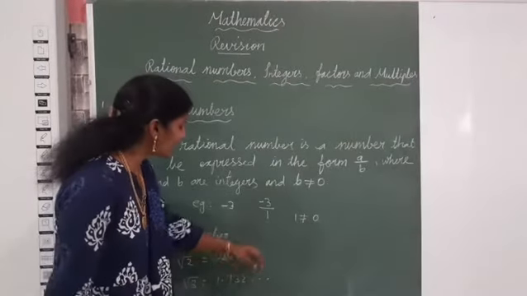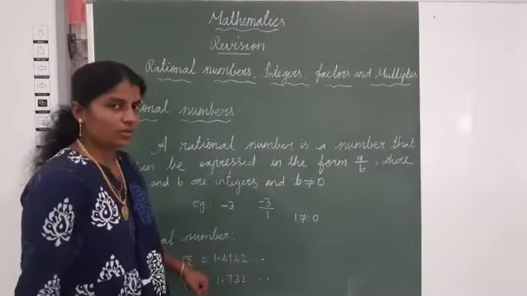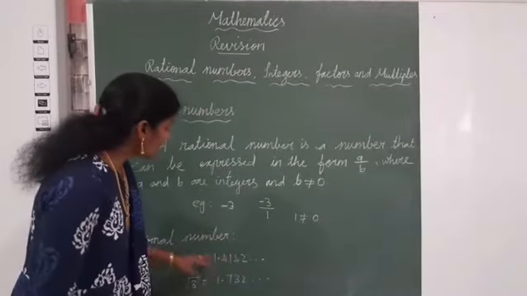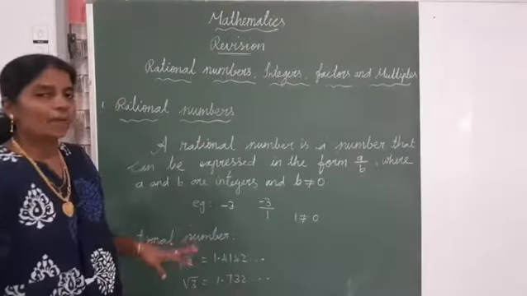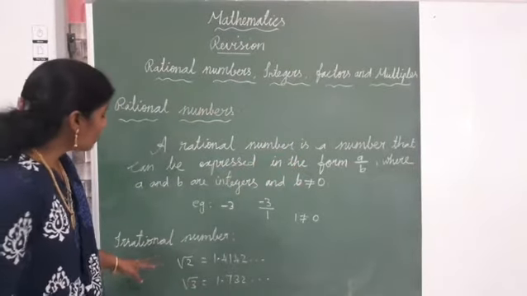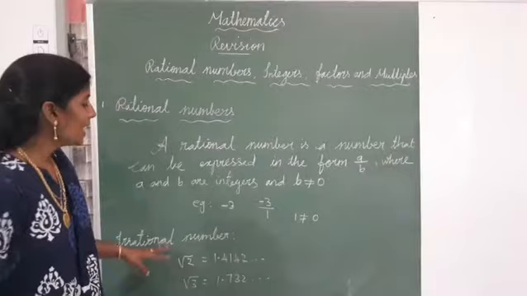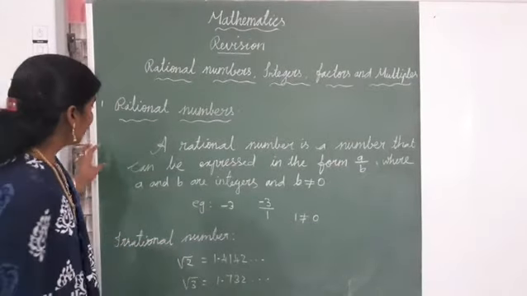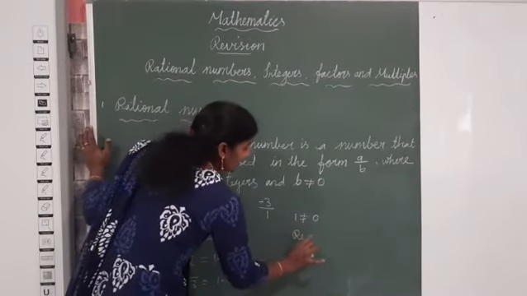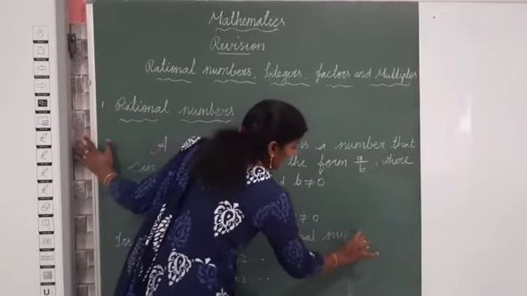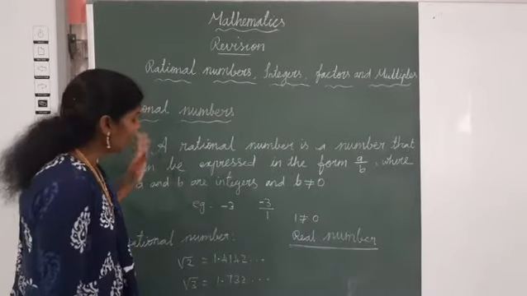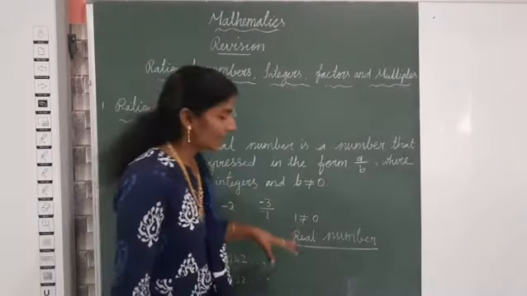Okay. Now here root 2 value 1.4142. We can't write the exact value of root 2. So we can't determine that value. Isn't it? So these numbers are called irrational numbers. We can't write in the form a by b. Now this is rational number. This is irrational number. Now what is real number? All the rational numbers and the irrational numbers taken together.